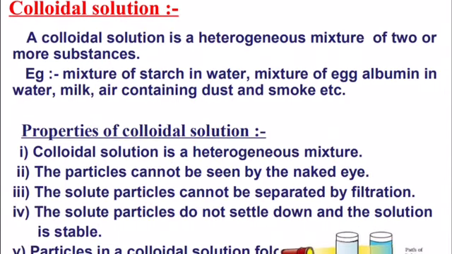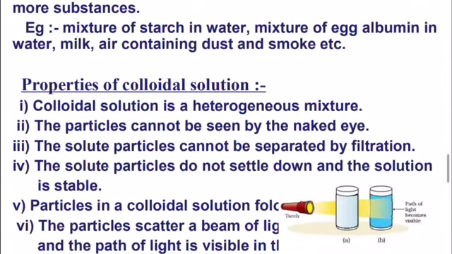So, properties of colloidal solution. A colloidal solution is a heterogeneous mixture. See, if we view it, it appears to be homogeneous, but at particle level it is heterogeneous in nature. The particles cannot be seen by the naked eye. The solute particles cannot be separated by filtration. Next, the solute particles do not settle down and the solution is stable.